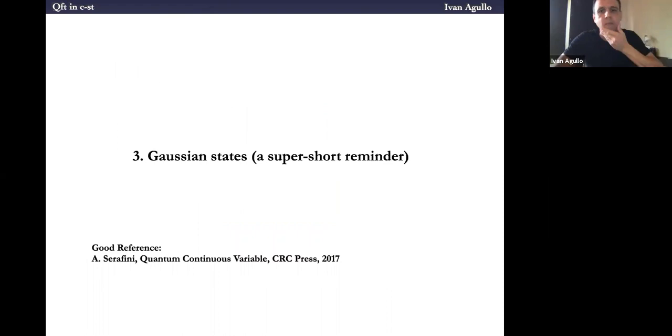Okay, to finish this quantum mechanical section and go to quantum field theory, let me make a very brief summary reminder about Gaussian states. I recommend you read this book, Serafini's book. It's very nice. And Gaussian states are going to play a major role in the rest of these lectures.